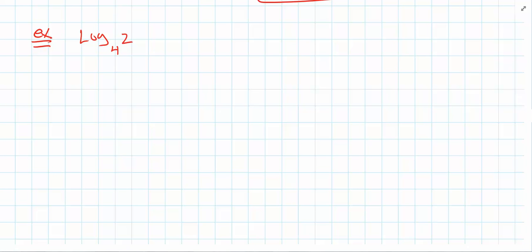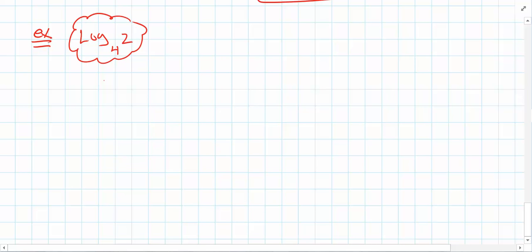Okay, log base 4 of 2. Now, next example. Okay, remember, this is an exponent. The entire thing represents an exponent. So the way we figure it out, we say, okay, 4 to what power gives me back a 2?